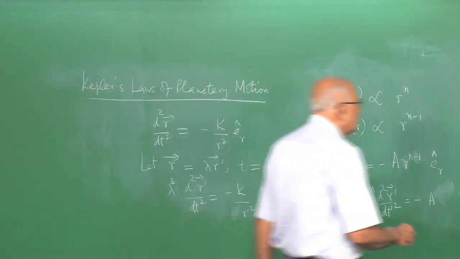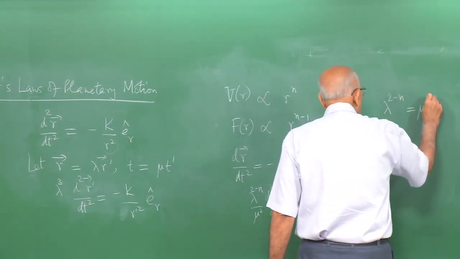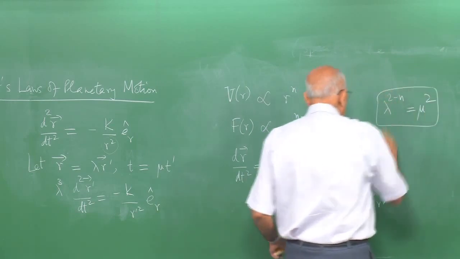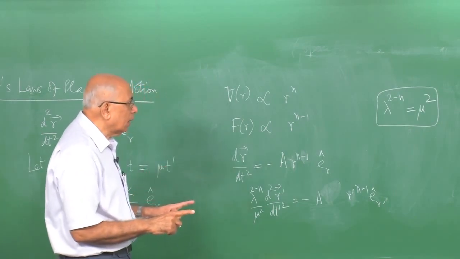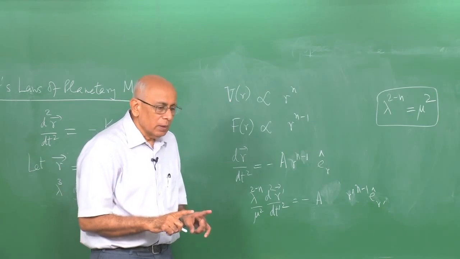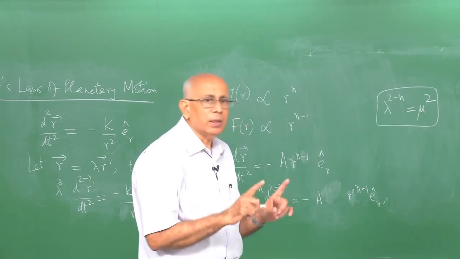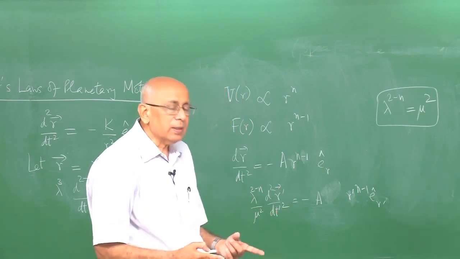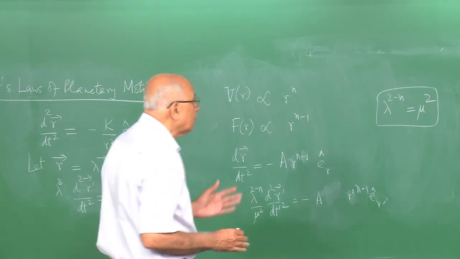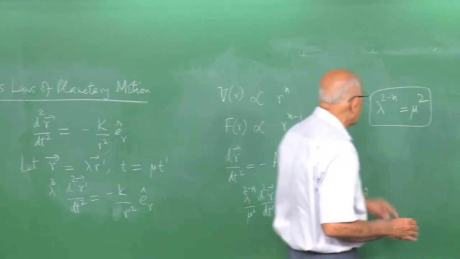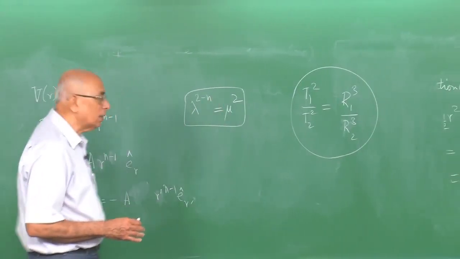And this says immediately that lambda to the 2 minus n should be equal to mu 2. Therefore, any motion with a characteristic length scale r and a time scale t, if r and t take on values r1 and t1, then that same potential or force will also support a similar motion, open, closed, we don't care, similar motion with time scales t2 and r2, such that the ratio of length scales to the ratio of time scales satisfies this condition here.